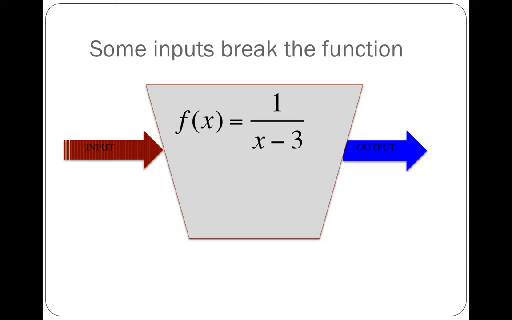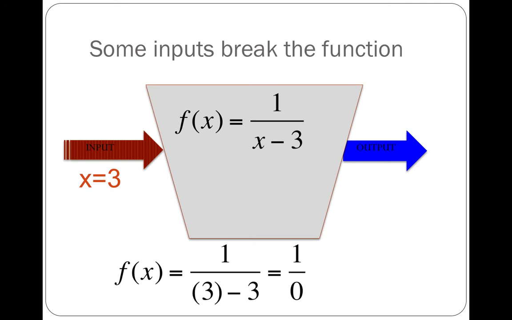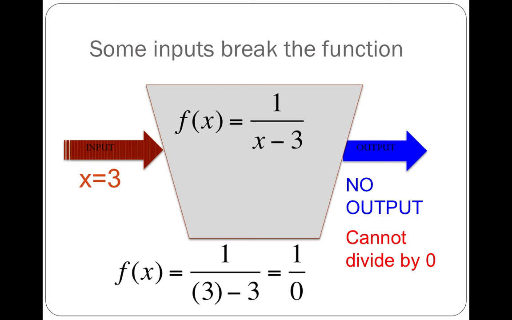You have a function like this. f of x equals 1 over x minus 3. You could feed some numbers in here and that would be fine, but if you feed in 3, you end up with a problem. f of 3 is equal to 1 over 3 minus 3, or 1 over 0. There's not going to be any output because you cannot divide by 0. That's a mathematical operation that doesn't work.